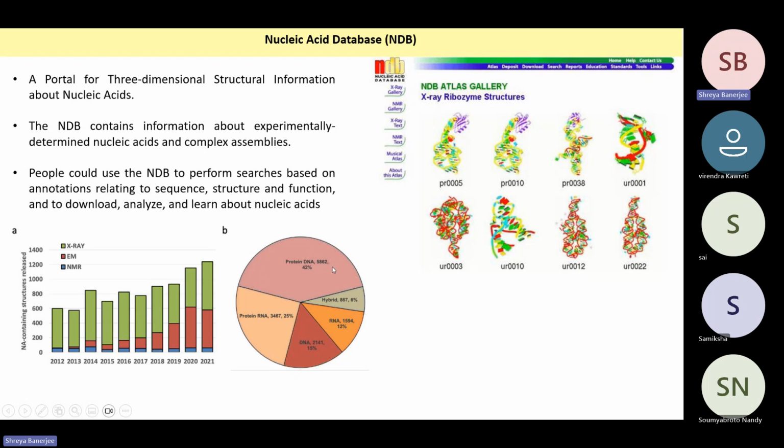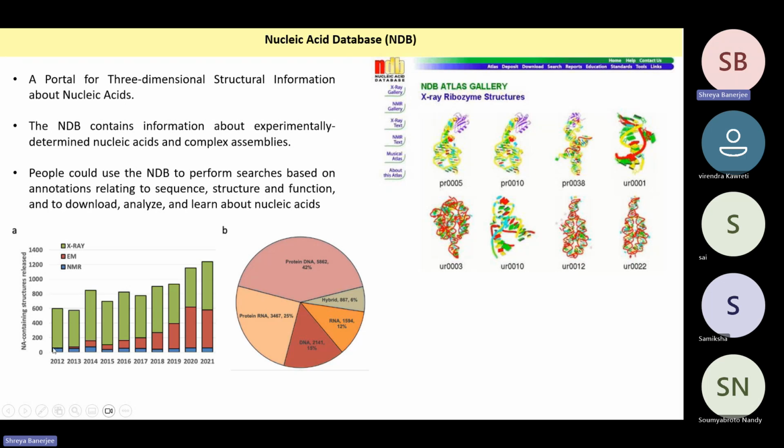So you can see 42% of it is basically protein DNA. That is DNA that is coding for different proteins. Lesser percentage is for protein RNA. So RNA also codes for proteins in several viruses. So similar to protein data bank, this nucleic acid data bank is there.